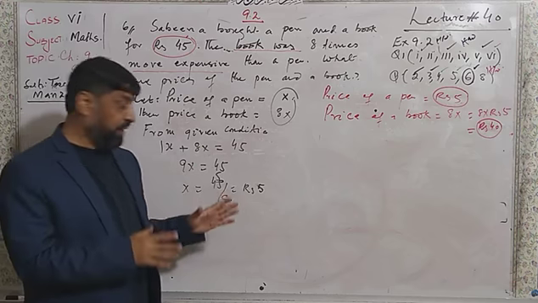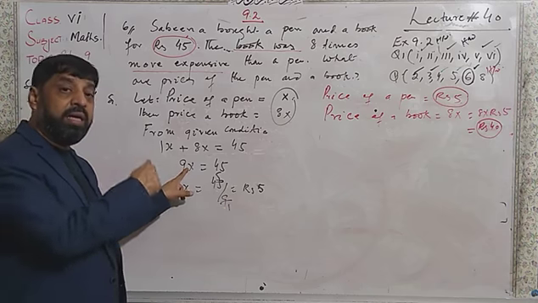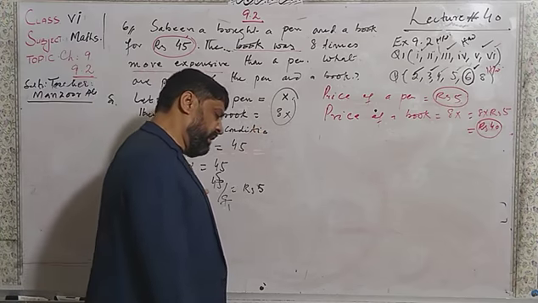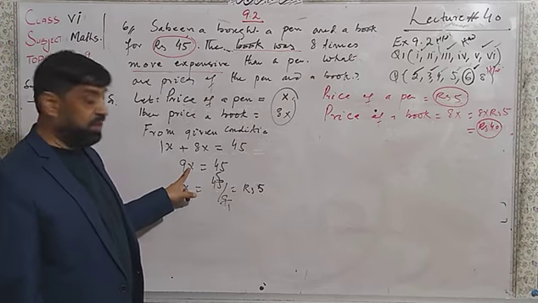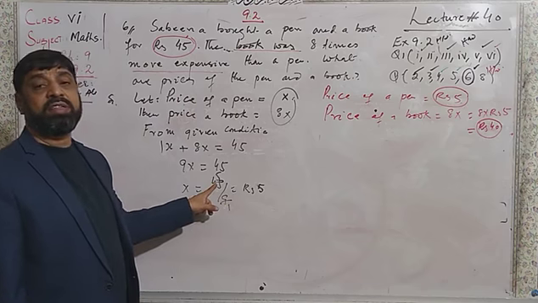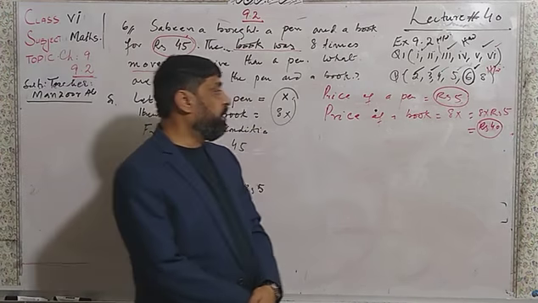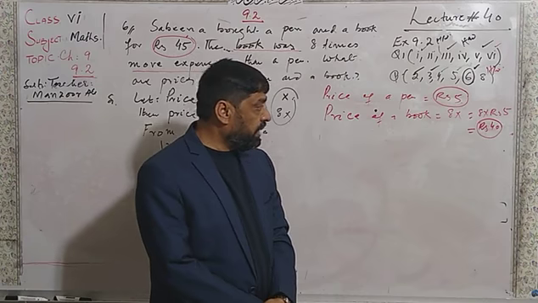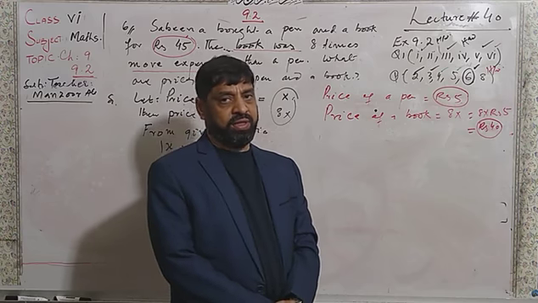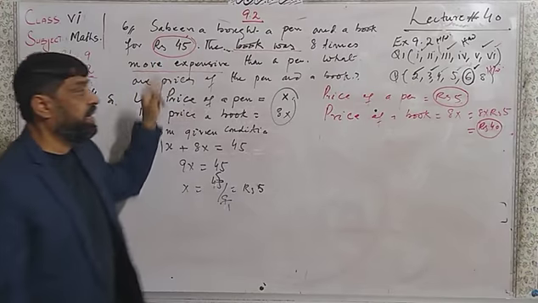x is equal to 45 divided by 9, because 9 is multiplying here. After shifting to the other side of the sign of equality, it will be divided. 9 cancels 9 itself, and 9 into 45 is 5, so rupees 5. Now the price of a pen is rupees 5 and the price of a book is equal to 8x, 8 multiplied by the value of x, 5, which is 40. And you can check that both values add up to the same value given here.